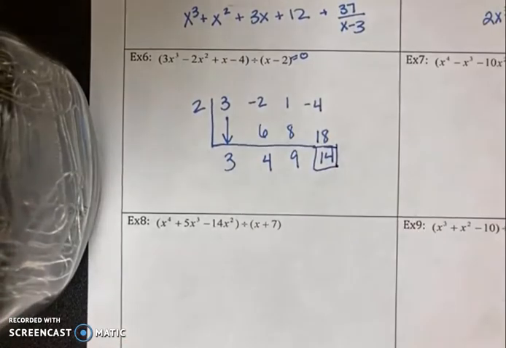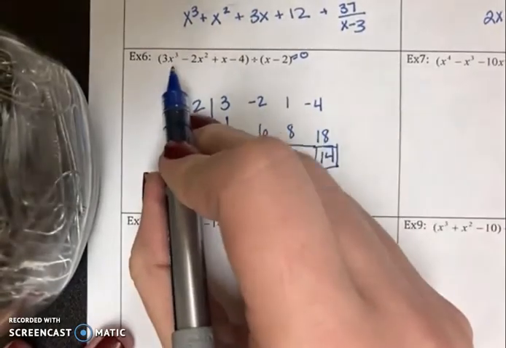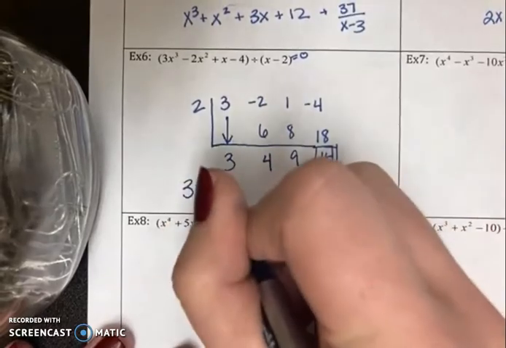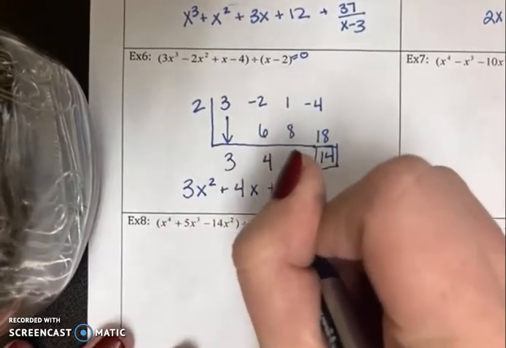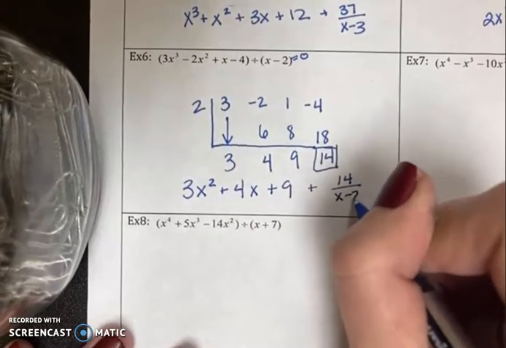That 14 is my remainder, which means the quotient, I started with a cube, so now I'm going to have a squared. It's 3x squared plus 4x plus 9 plus 14 over the divisor x minus 2.